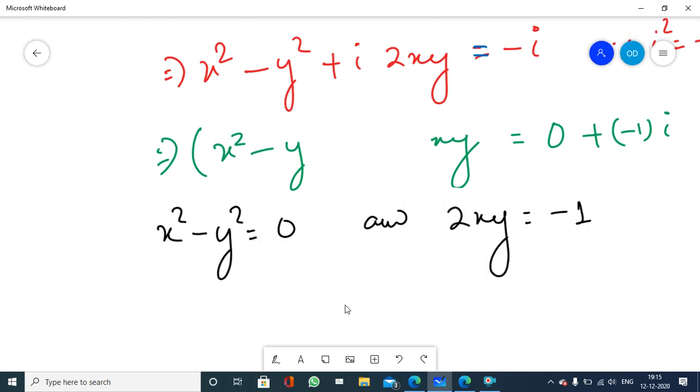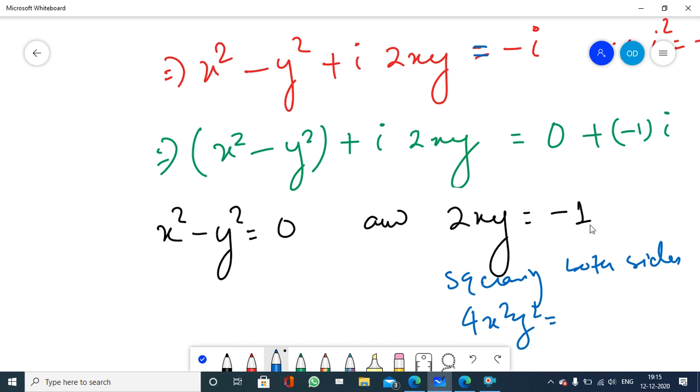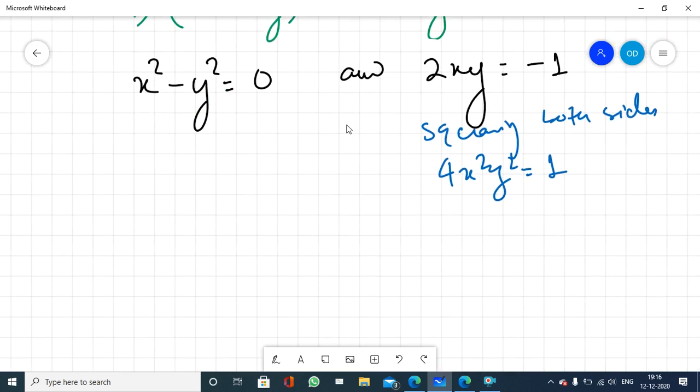So here you have the value of 2xy is equal to minus 1. Now squaring both sides, 2xy whole square is what? 4x square y square is equal to minus 1 square, which will be what? 1. Isn't it?